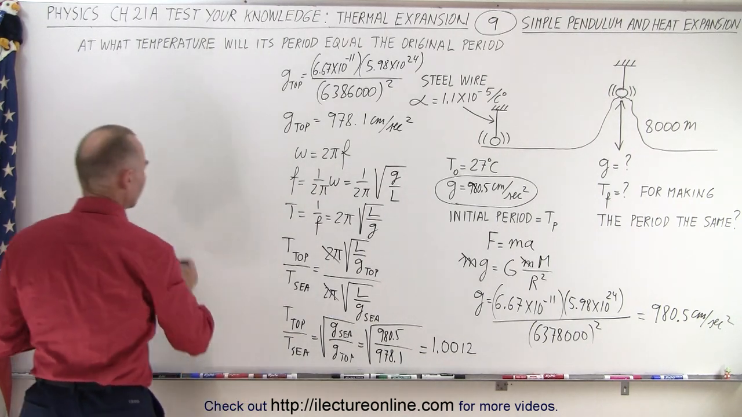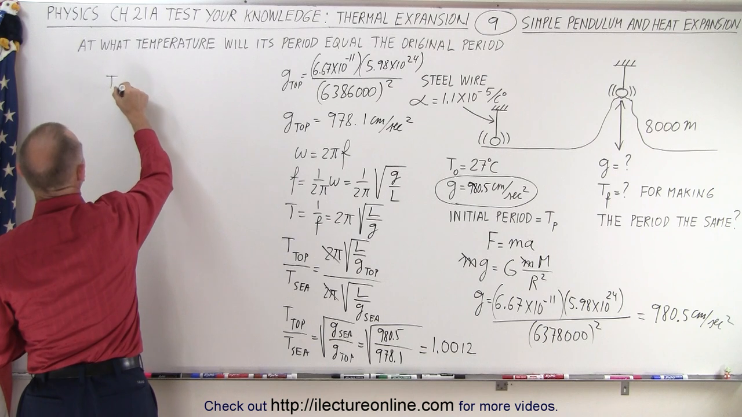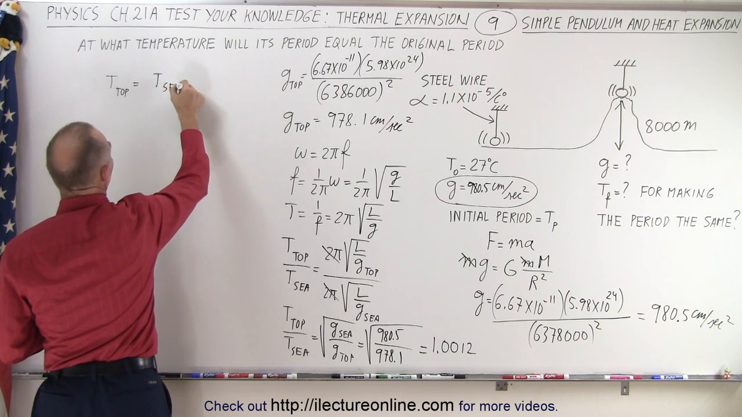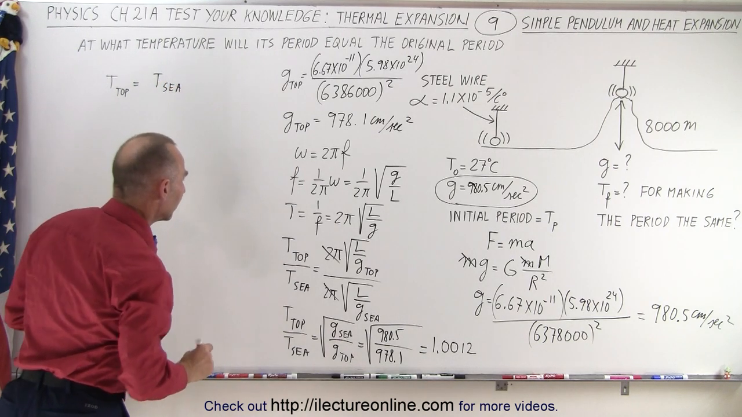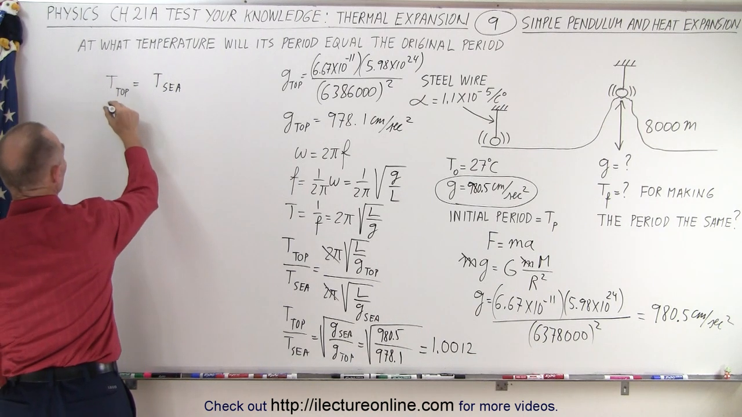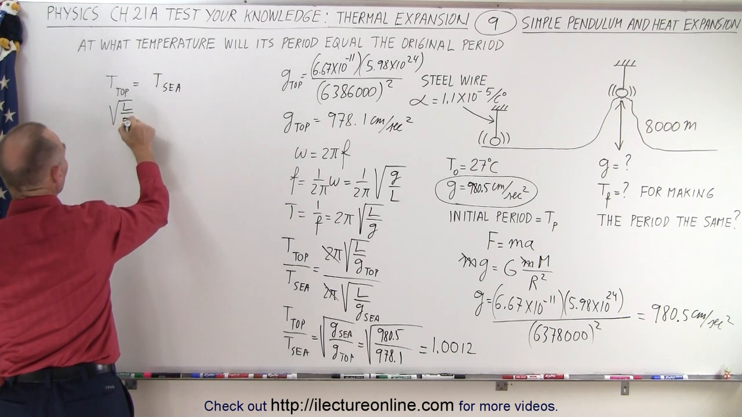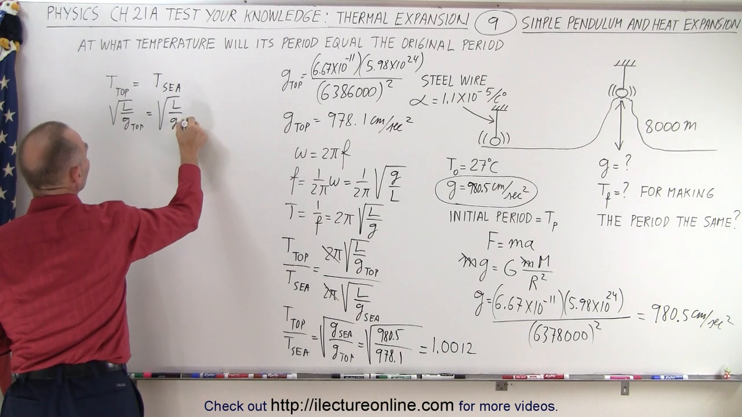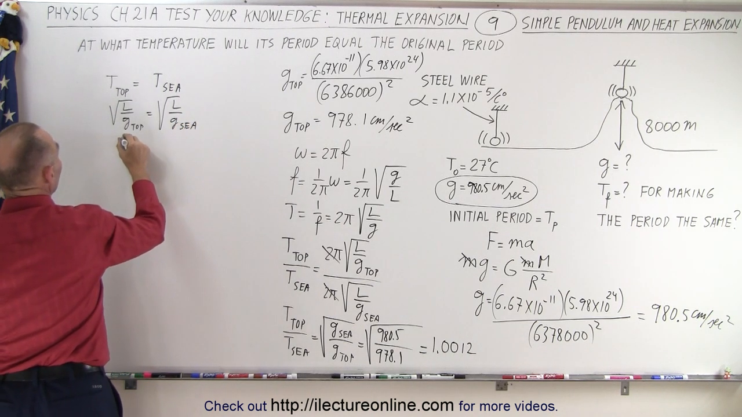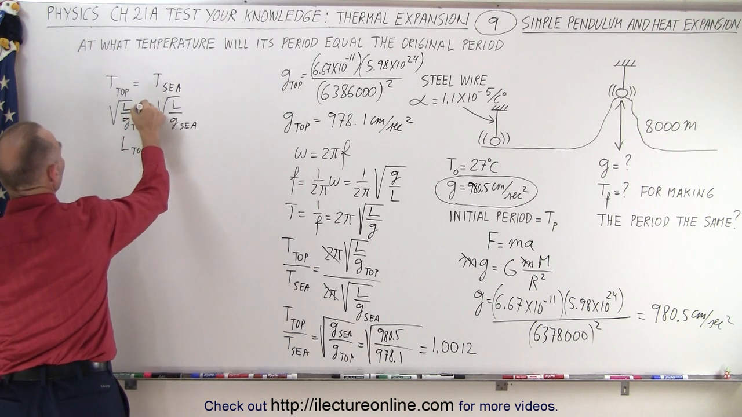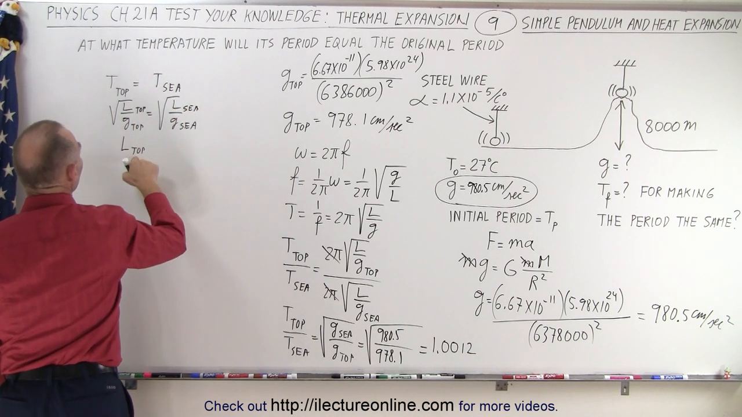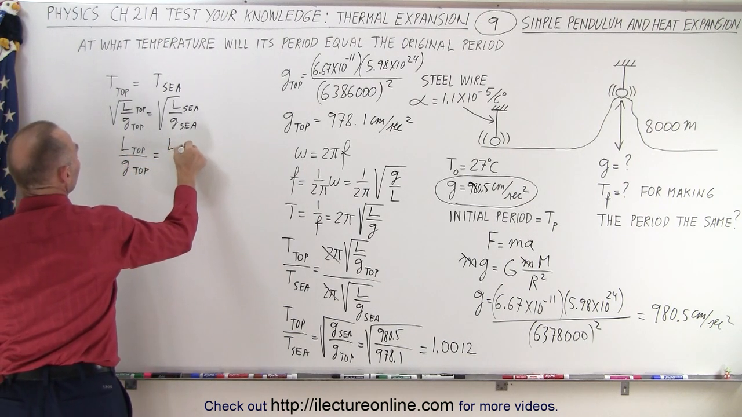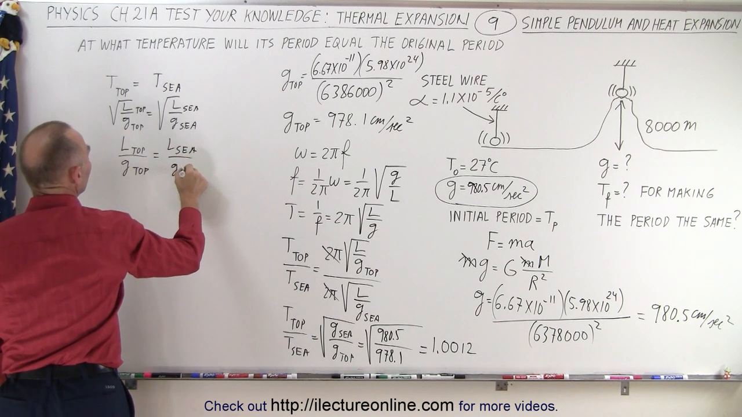So what we want is the T at the top to be equal to the T at sea level, which means that we want the square root of L over G at the top to be equal to the square root of L over G at sea level. Now, if we square both sides, we have L at the top divided by G at the top has to equal L at sea level divided by G at sea level.